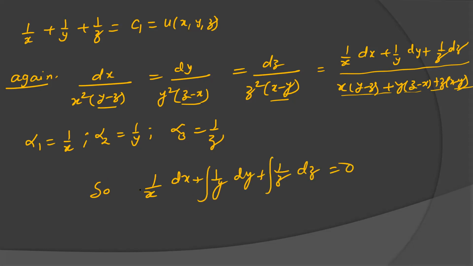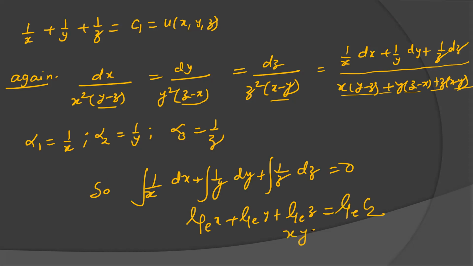Now if you integrate both the sides, you will get log x plus log y plus log z equal to log c2. Then you will get xyz equal to c2, since log m plus log n plus log p equals log of mnp. This is your second solution, v of xyz. Don't forget to write the solution.